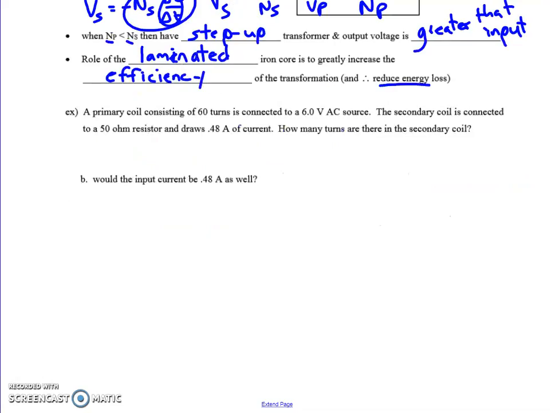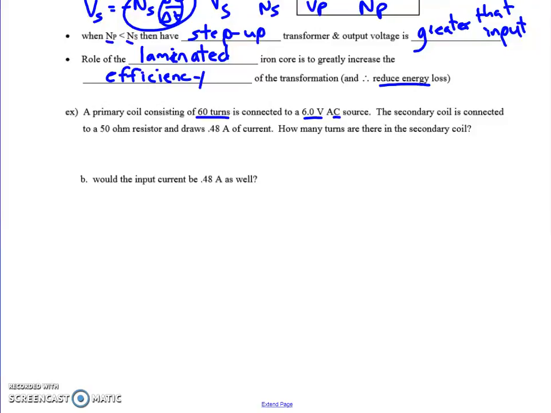Okay, so a simple problem. I've got a primary coil consisting of 16 turns. We have a 6-volt AC source. We've got to make sure it's AC. The secondary coil is connected to a 15 ohm resistor and draws 4,800 amps of current. How many turns are in the secondary coil?